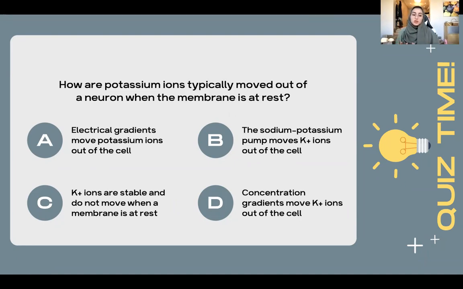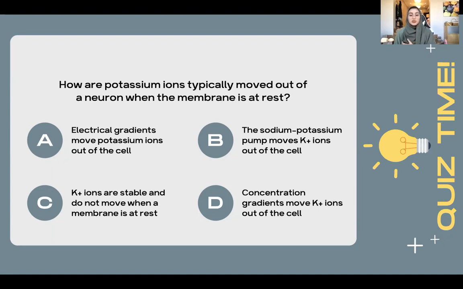Okay, so let's look at the options. Option A says the electrical gradient moves potassium out of the cell. Now, this doesn't make sense. If we go back to the picture that we were looking at, we know that in the electrical gradient, generally all of the ions are more positive outside. And potassium is a positive ion. So it doesn't make sense that positive wants to go towards the positive, right? So it's supposed to be the opposite, right? The electrical gradient moves potassium into the cell because inside is more negative. So A, we can exclude it completely.